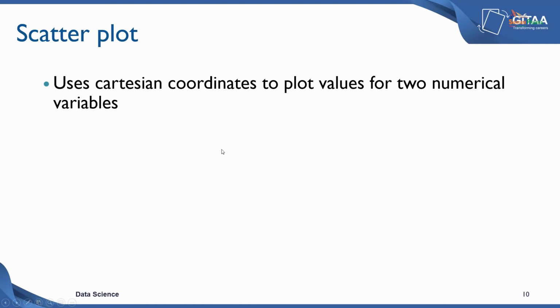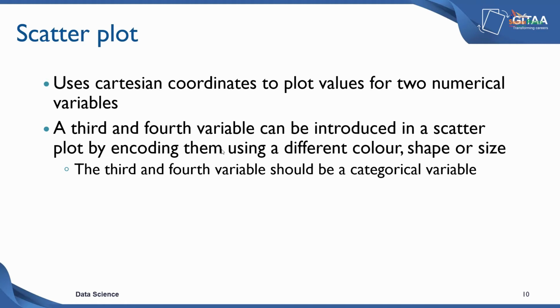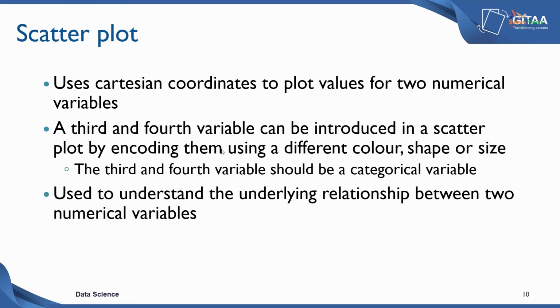Now we can also introduce a third and a fourth variable in this simple scatter plot, and we can do this by encoding them using a different color, shape or size. It is necessary that the third and the fourth variable that you introduce are categorical variables. They cannot be continuous variables or integers, but have to be categorical variables. The main purpose of using a scatter plot is to understand the underlying relationship between the two numerical variables that I have used. This can be inferred from a scatter plot.